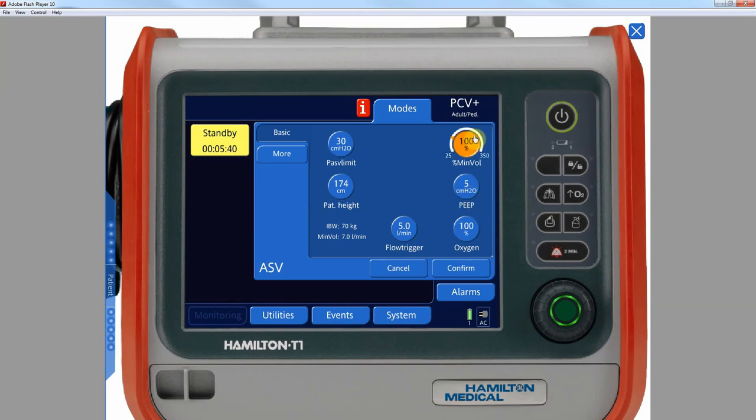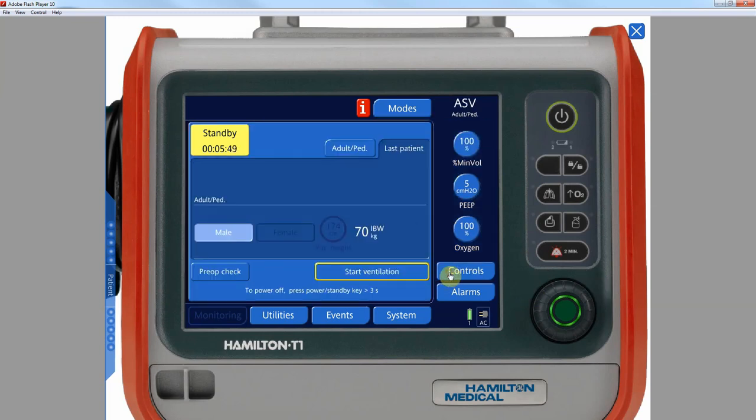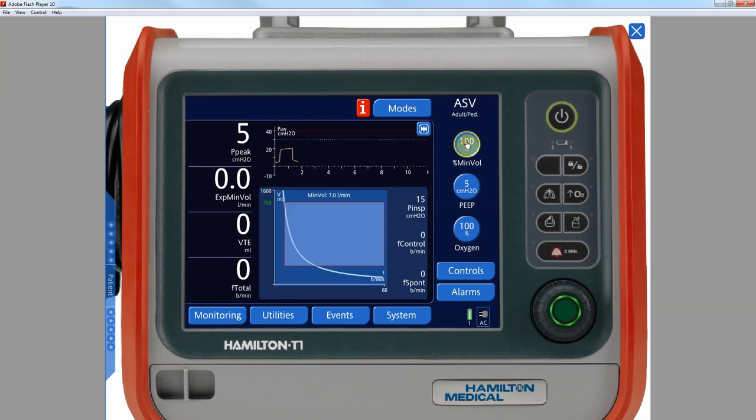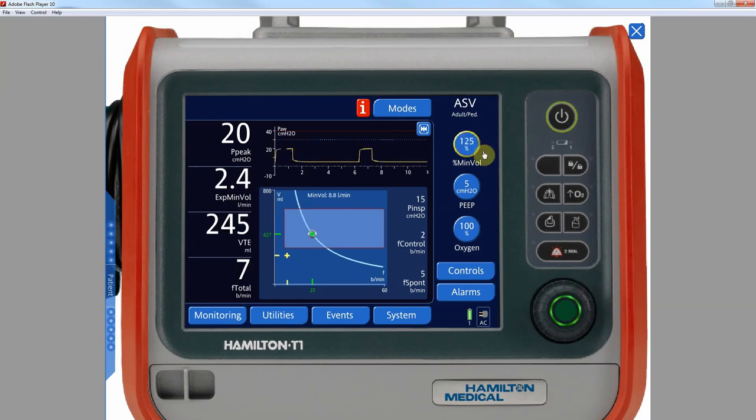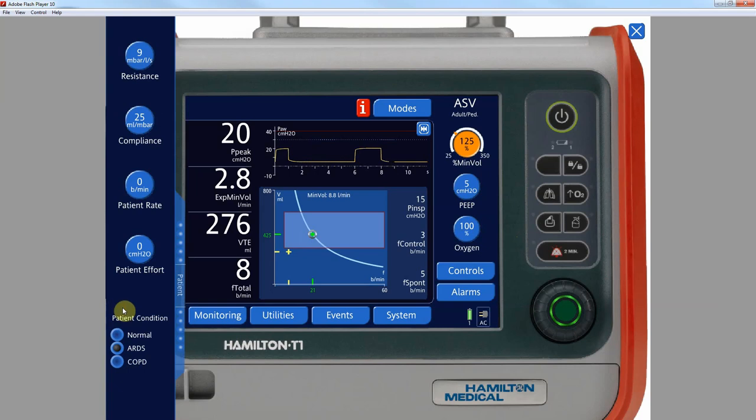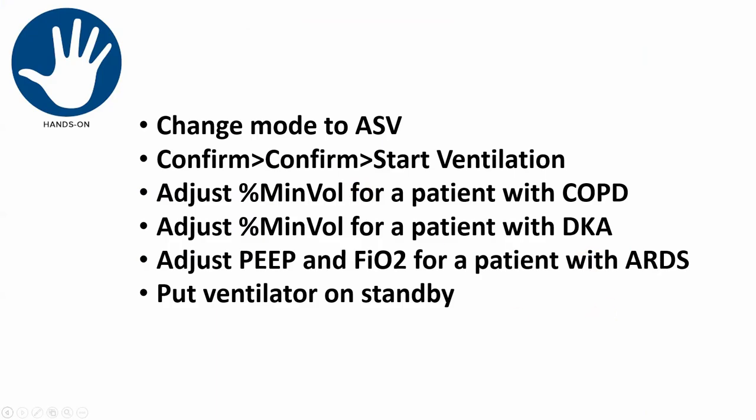And then we're going to adjust our minute volume. So if they have a COPD, then we're going to bring that down. If they have sepsis, DKA, a fever, or metabolic acidosis, we're going to want to increase that. And then for most other patients, it could be just 100. Actually, we're going to look at this here in a minute. So let me put this on standby so that it does not alarm.